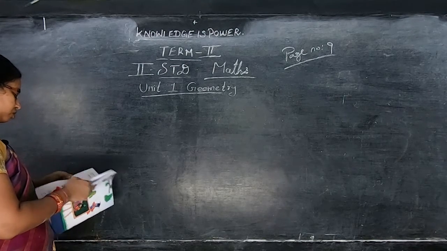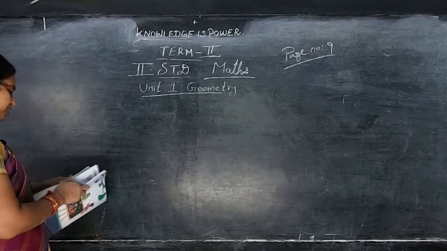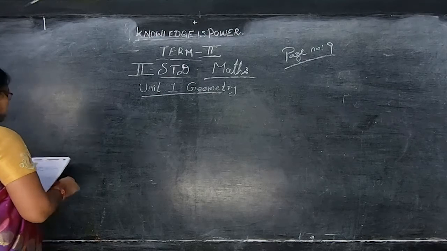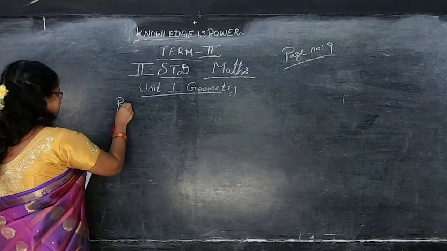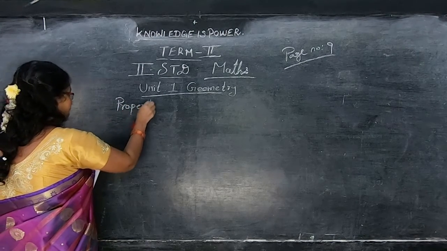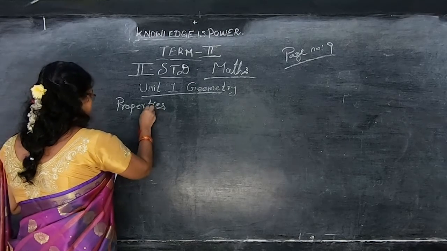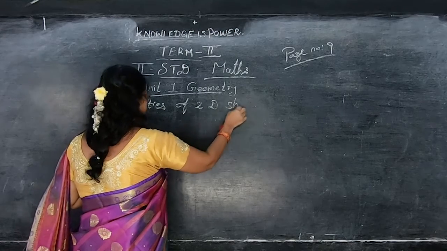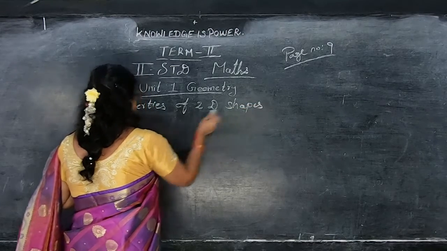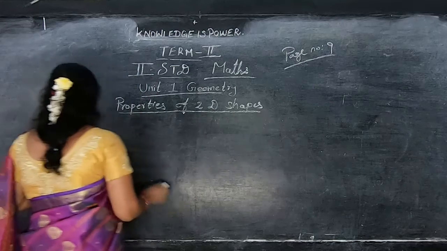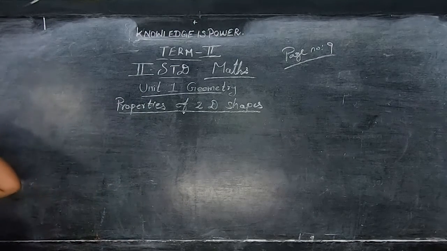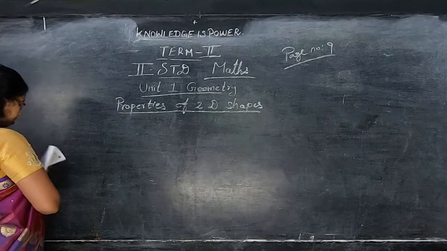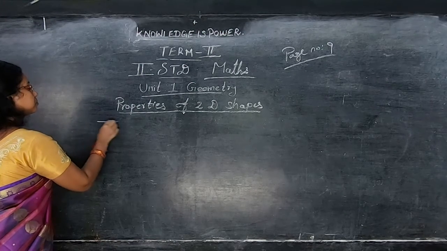Now I am going to write the properties of the shapes. See here, properties of 2D shapes, write the heading. Properties of 2D shapes. First one I am going to draw a circle. Sorry, first I am going to draw a square.